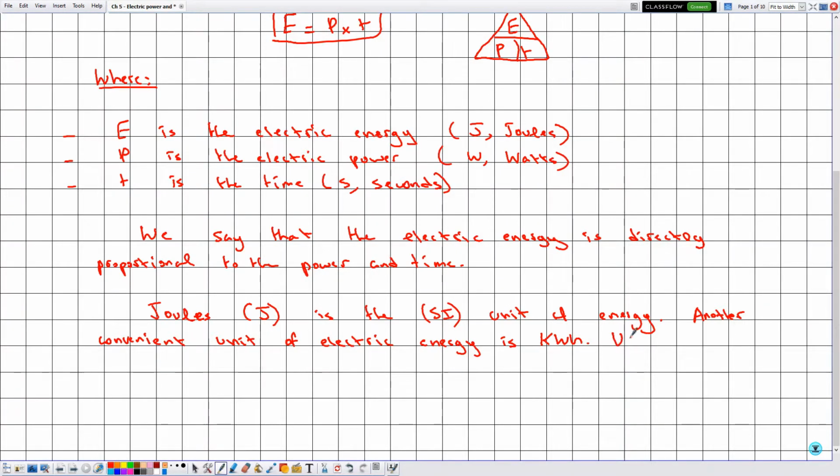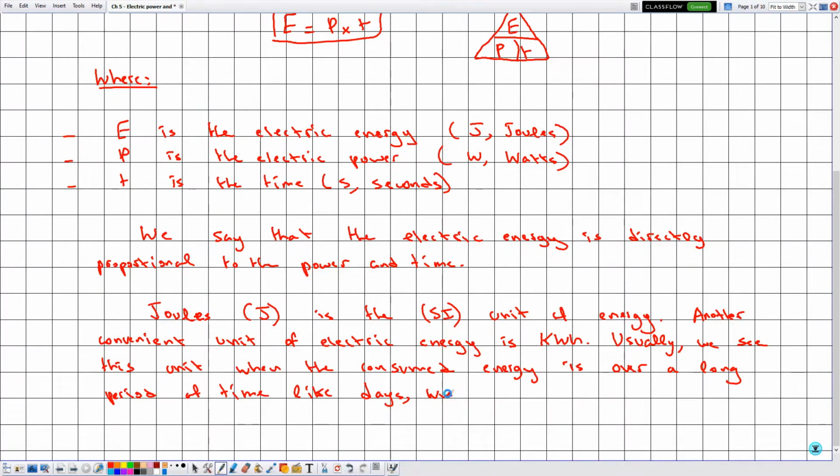So usually we see this unit when the consumed energy is over a long period of time, like days, other than days we have, say for example, weeks, and months.